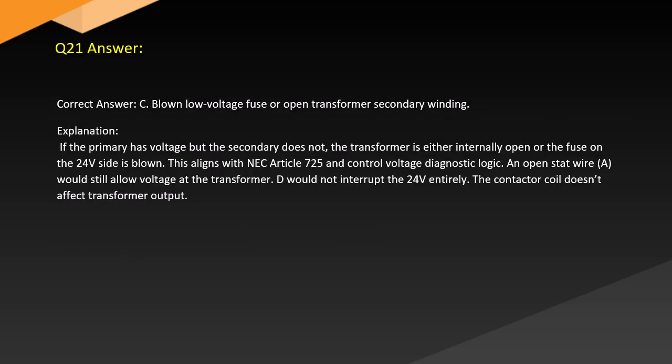Answer. Correct answer. C. Blown low voltage fuse or open transformer secondary winding. Explanation. If the primary has voltage but the secondary does not, the transformer is either internally open or the fuse on the 24-volt side is blown. This aligns with NEC Article 725 and control voltage diagnostic logic. An open stat wire, A, would still allow voltage at the transformer. D would not interrupt the 24 volts entirely. The contactor coil doesn't affect transformer output.